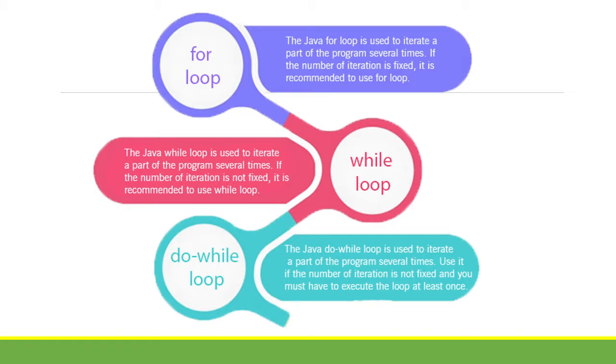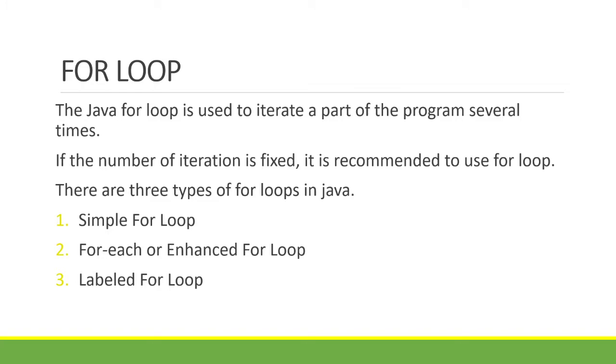Now, pagdating naman po kay do while loop, the Java do while loop is used to iterate a part of the program several times. Use it if the number of iteration is not fixed, and you must have to execute the loop at least once. So that is do while loop po. So para mas maintindihan po natin yung topic natin today, so meron po akong mga set ng example na ginawa po. So unahin po muna natin si for loop.